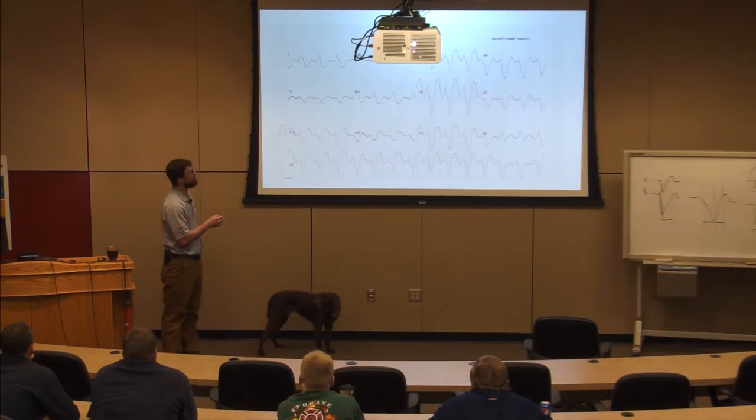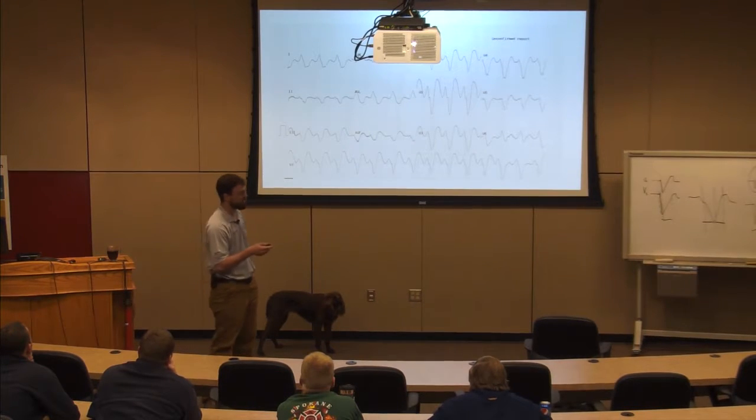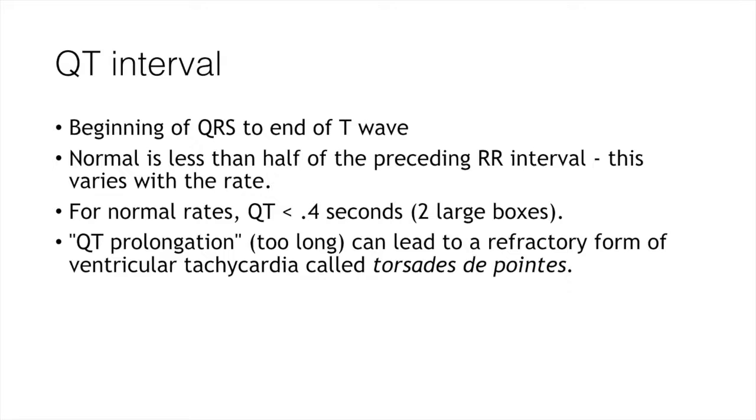Prominent R wave in aVR, okay? So that's my sodium channel blocking drugs, okay? Let's take a break and then we'll talk about QT prolongation, okay? We're now starting to talk about our QT interval, okay?